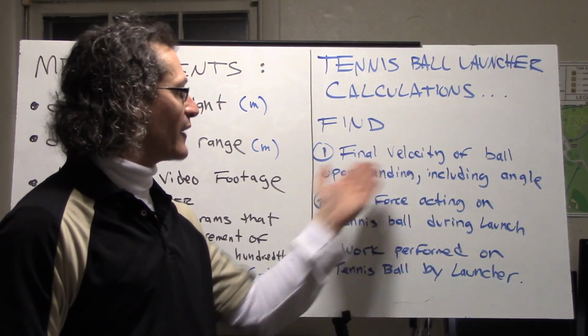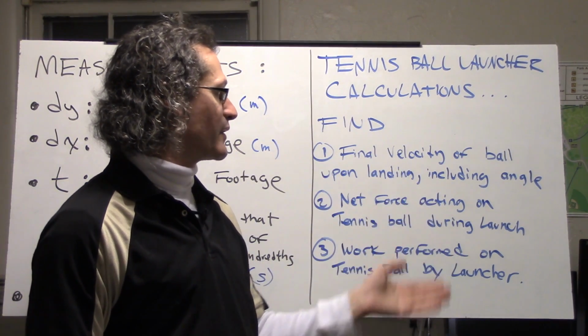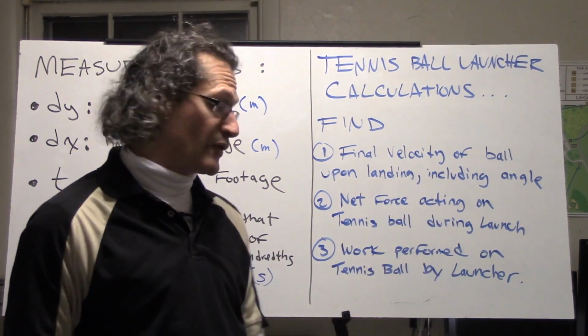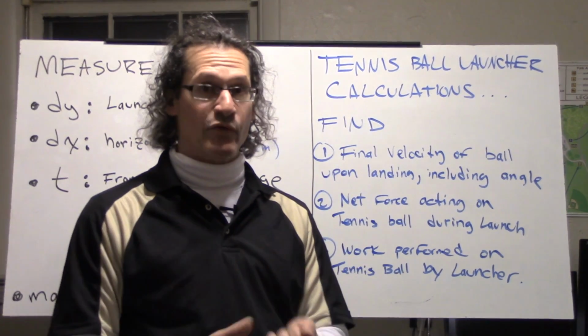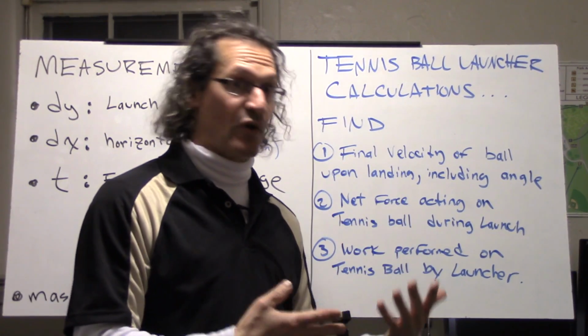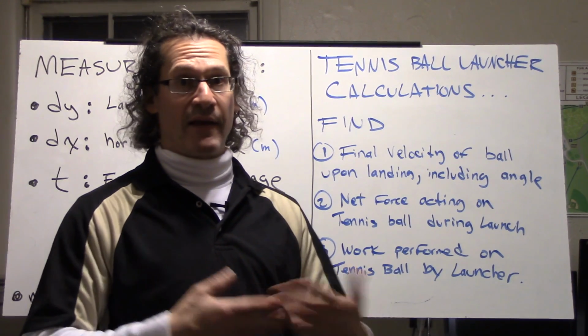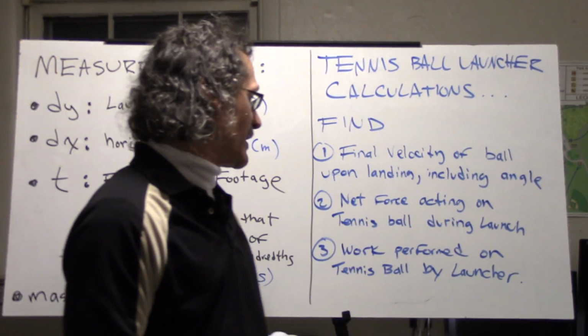You need to determine the final velocity of the ball upon landing, including the angle. So when it lands on the ground, that's what I'm looking for, the resultant velocity, both the Vy and Vx components that make up the velocity.